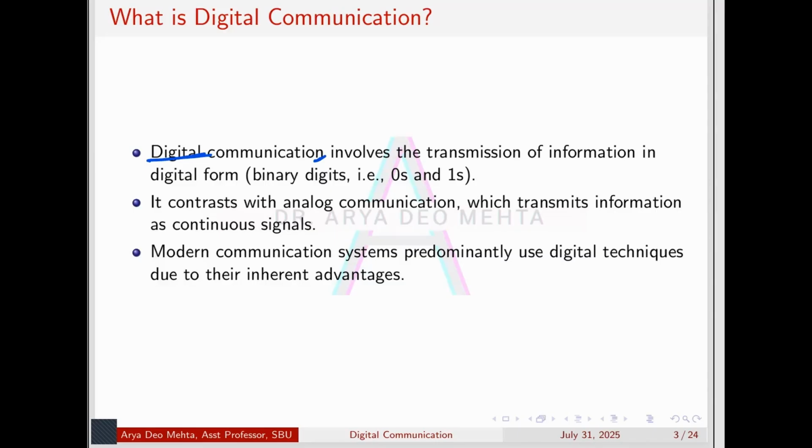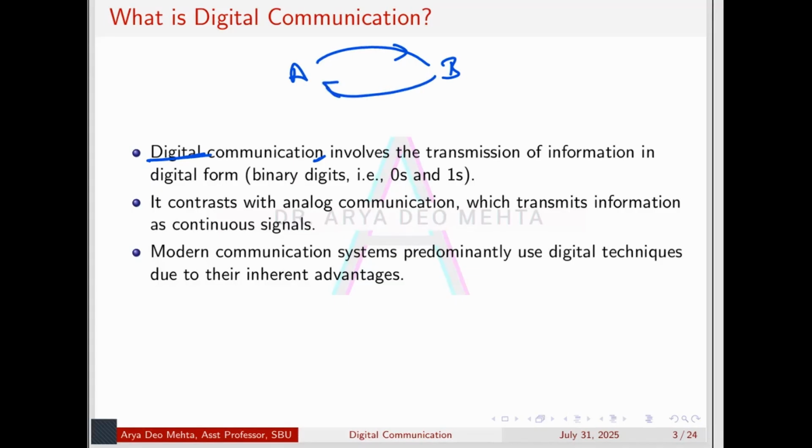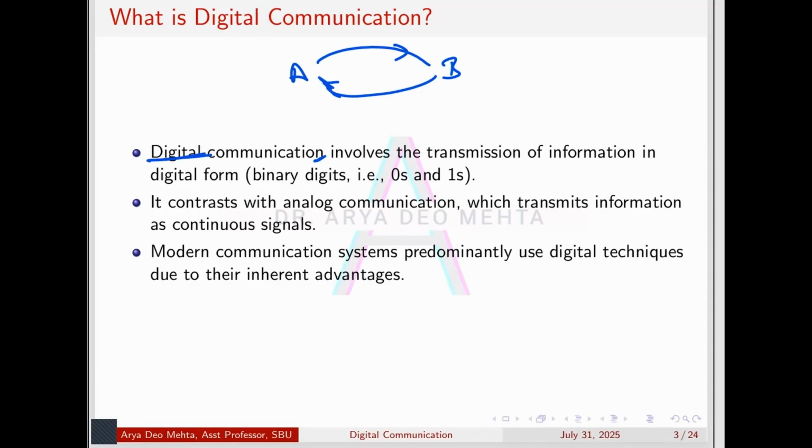Communication in general is conveying information from person A or place A to place B, or from place B to place A. Basically, when information moves through space and time, that is communication. This is the general notion of communication, and we'll touch upon it in much more detail.